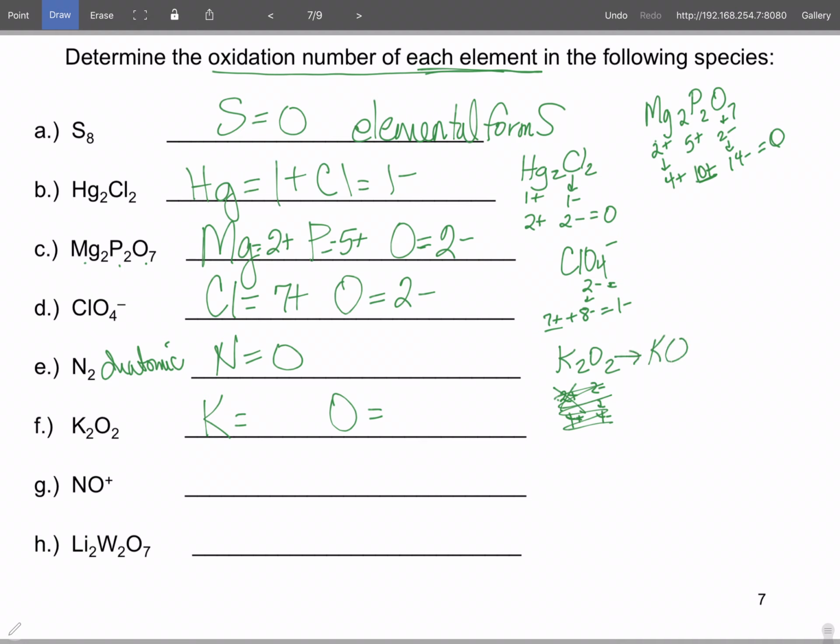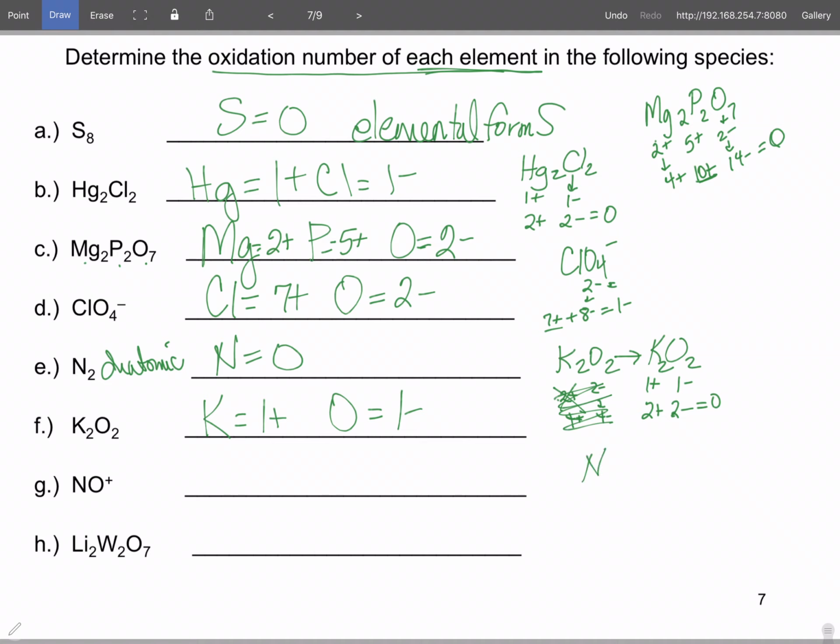So let me rewrite it. So potassium is 1 plus. There are 2 of them. That's 2 plus. So the oxygen has to be 2 minus divided by 2. So that makes the oxygen 1 minus. So yes, that is a peroxide.